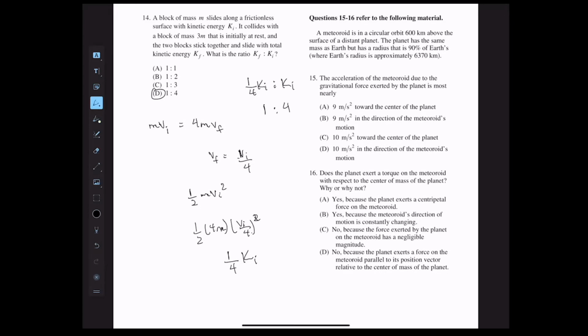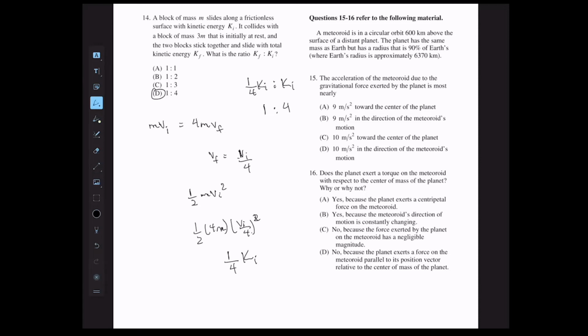A meteoroid is in a circular orbit 600 kilometers above the surface of a distant planet. The planet has the same mass as Earth, but has a radius approximately 90% of Earth's. The acceleration of the meteoroid due to gravitational force is... So it has the same mass, but the radius is a little smaller.